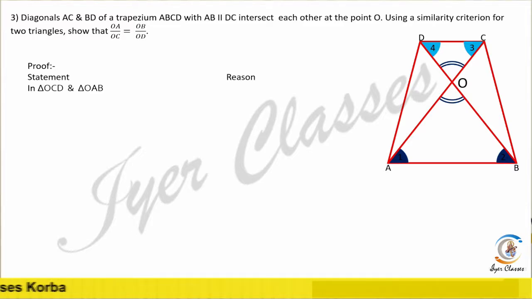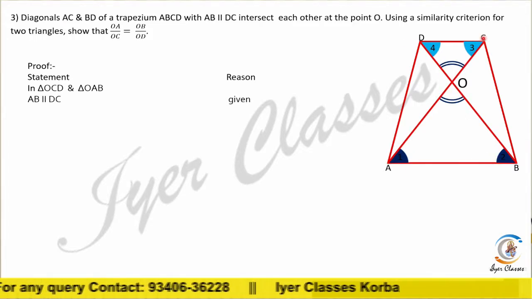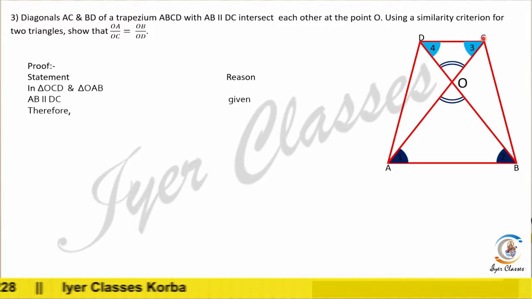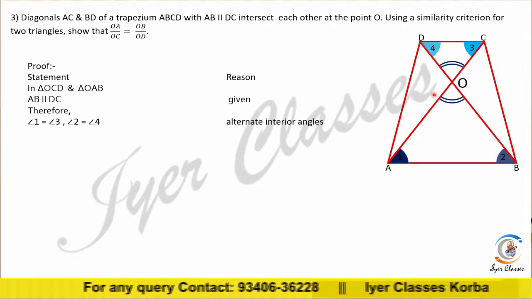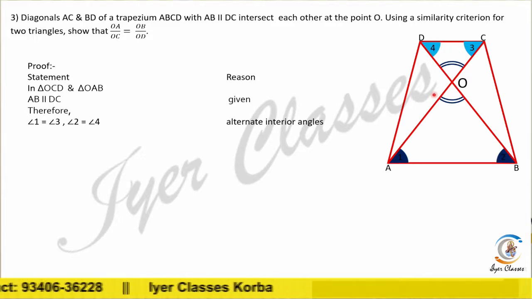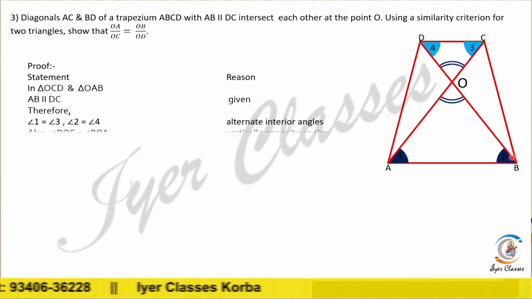Consider the triangles OCD and OAB. There are two triangles which are given here. And you also know that lines AB and CD are parallel to each other. So therefore, angle 1 and angle 3 are equal, and similarly angle 2 and angle 4 are also equal because they are alternate angles. You can see that AB and CD are parallel and AC is one transversal and BD is another transversal. So alternate angles are equal.